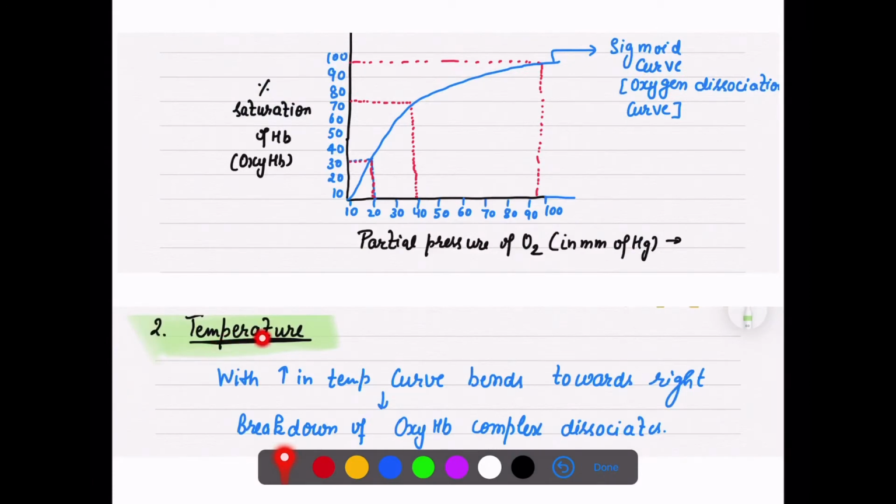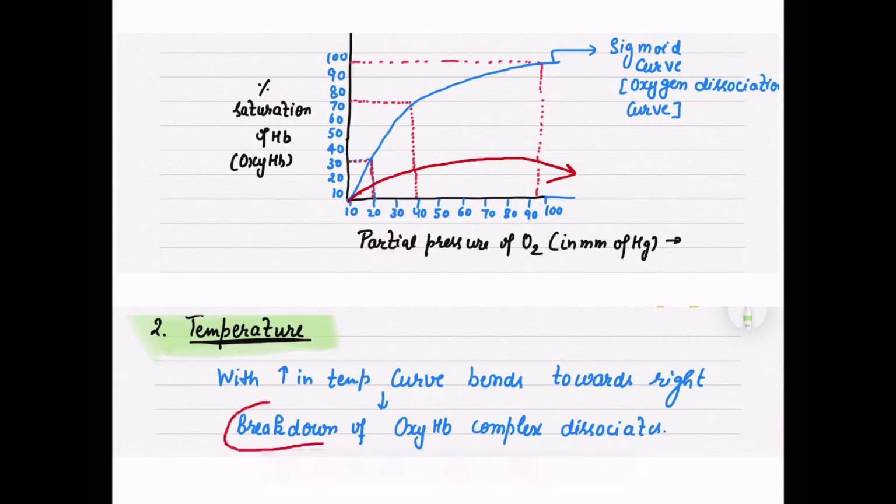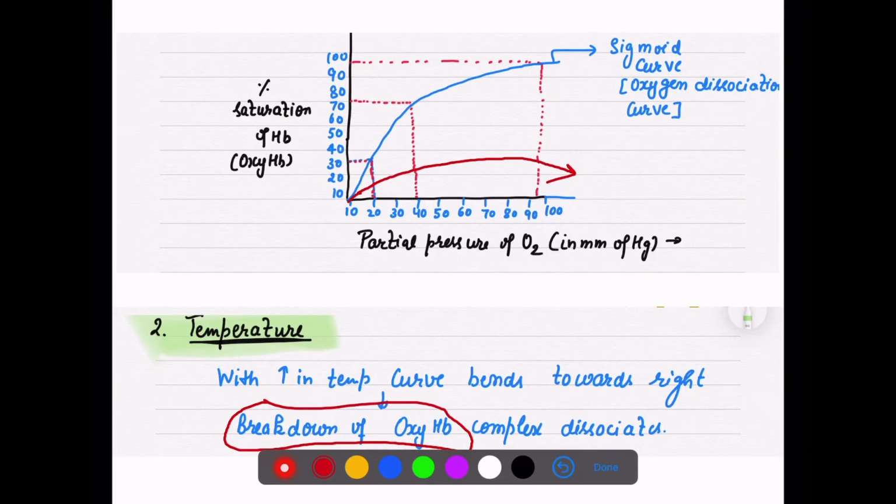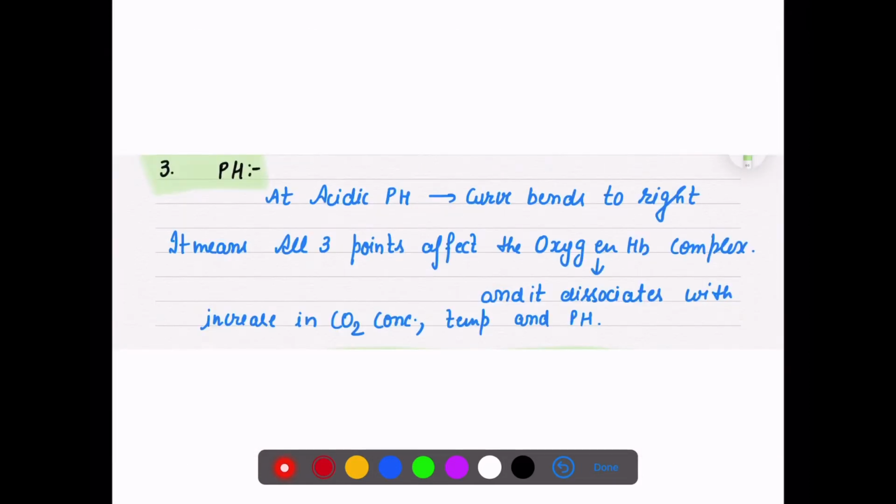If we talk about the temperature, now see, with increase in temperature, again this curve will move towards the right, and the curve moving to the right means breakdown of the oxygen hemoglobin complex. It means another factor which is dissociating the complex is your temperature. With increase in temperature, it is also affecting your oxygen hemoglobin complex. Third one is pH. At acidic pH also the curve will move towards, or bend towards, the right.